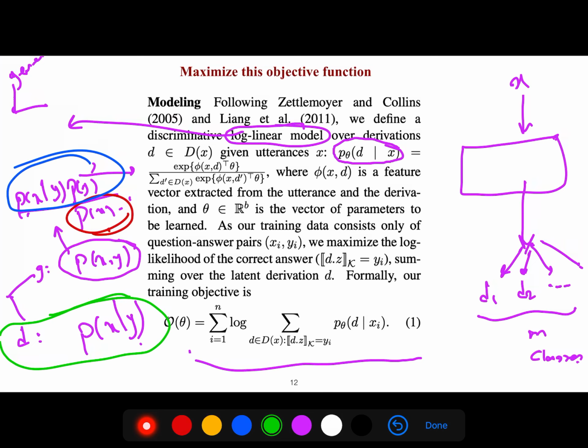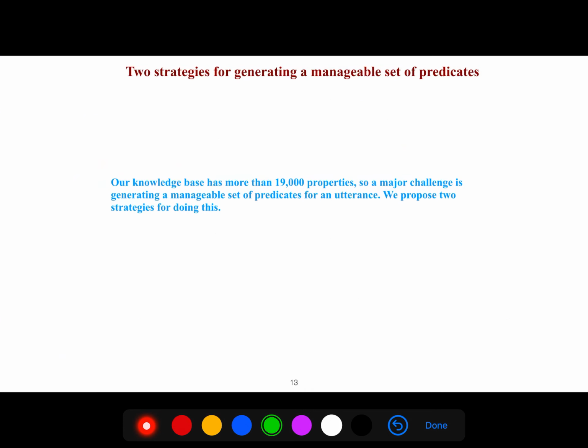And that's why these linear models, you can see them in almost all problems of supervised learning in machine learning. And there are two strategies for generating a manageable set of predicates. Our knowledge base has more than 19,000 properties. So a major challenge is generating a manageable set of predicates for an utterance.